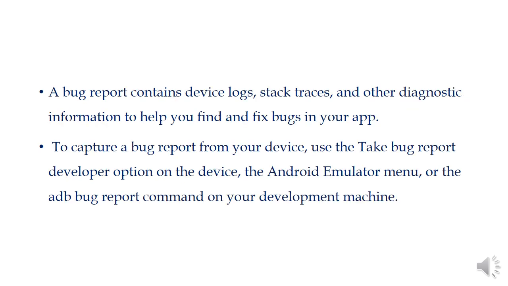A bug report contains device logs, stack traces, and other diagnostic information to help you find and fix bugs in your application. To capture a bug report from your device, use the Take Bug Report developer option on the device and the Android emulator menu, or the ADB bug report command on your development machine.